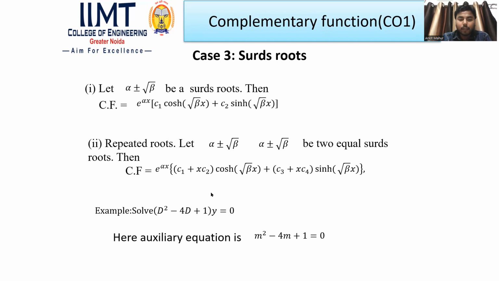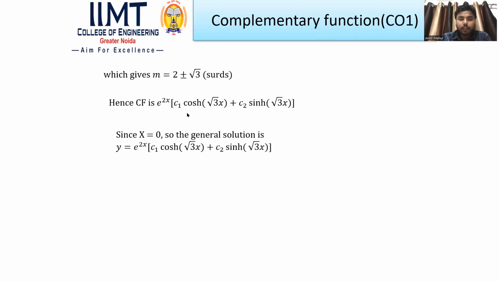Let us discuss an example based on surd roots. Solve (D^2 - 4D + 1) y = 0. So first we write the auxiliary equation. Replace D by m and y by 1. We get the auxiliary equation m^2 - 4m + 1 = 0. So solve m^2 - 4m + 1 = 0. We get the values m = 2 ± √3. So both the roots are surd roots.